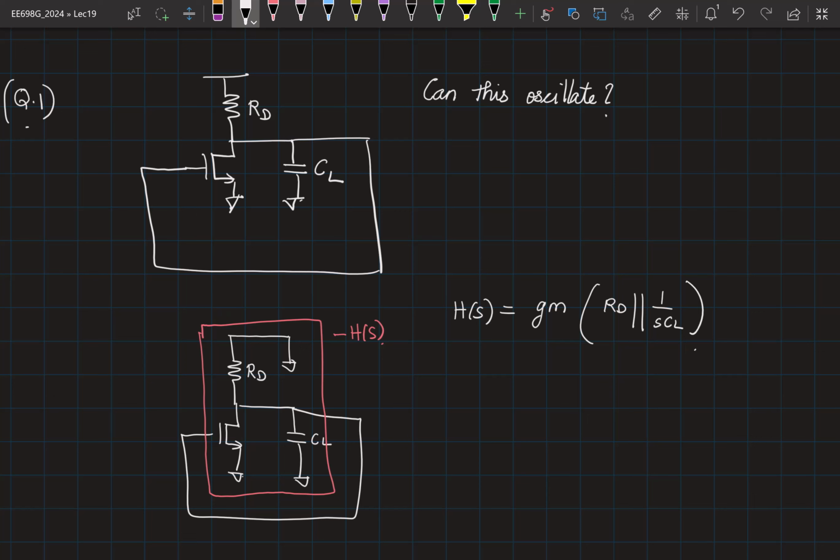This system has only one pole. Right? So what is the maximum phase shift that this can offer? Minus pi by 2. Okay, minus pi by 2. So you can never meet the condition where angle of H of j omega naught is equal to minus pi. Right? This is not met. Therefore, it cannot oscillate.